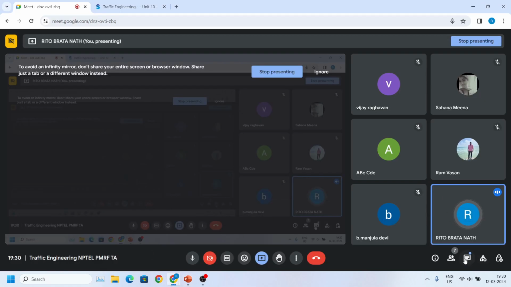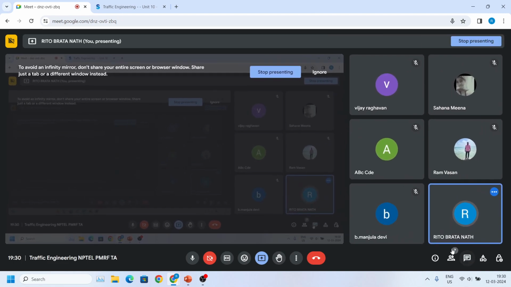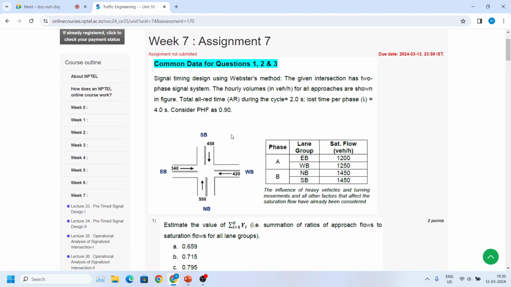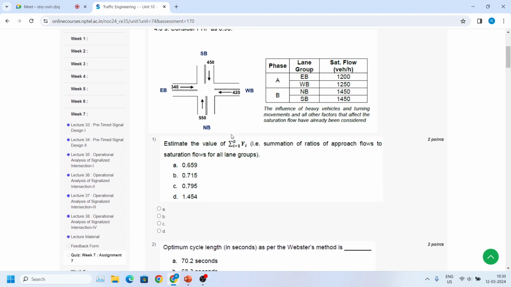Okay, is there any message? Okay. Where was the PHF term, peak hour factor, used in this example? Okay, this one. Yeah, so let me see. Is it required here?